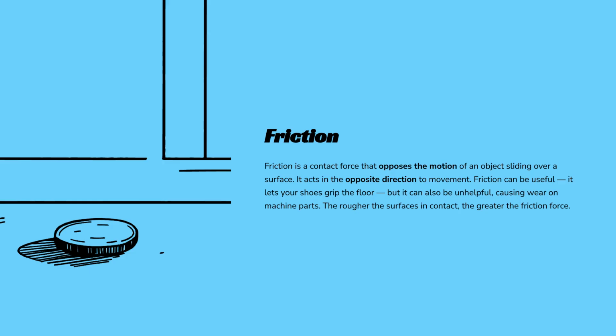Friction is a contact force that opposes sliding motion between surfaces. While it can be useful, like when your shoes grip the floor, it can also cause wear on machinery. The rougher the surface, the greater the friction.